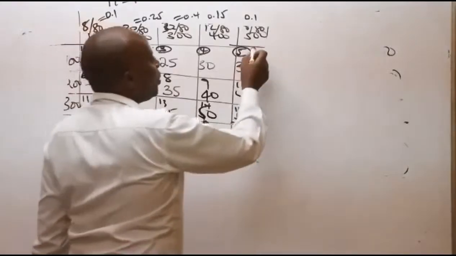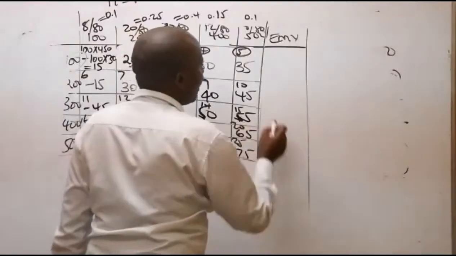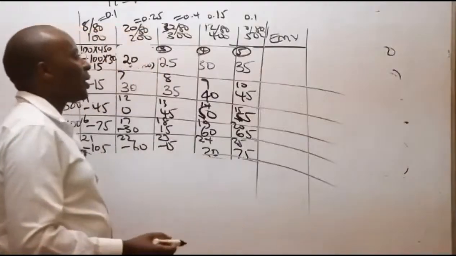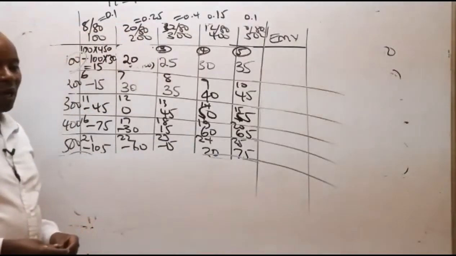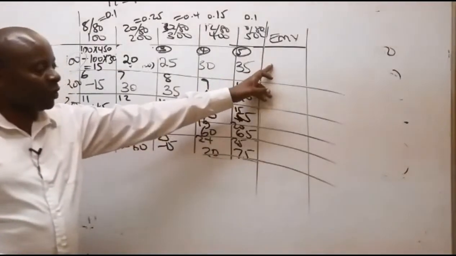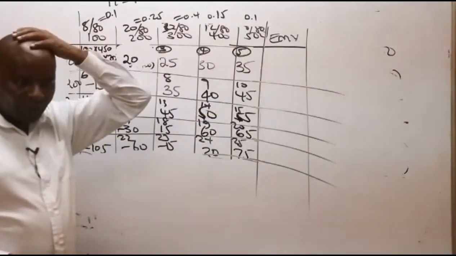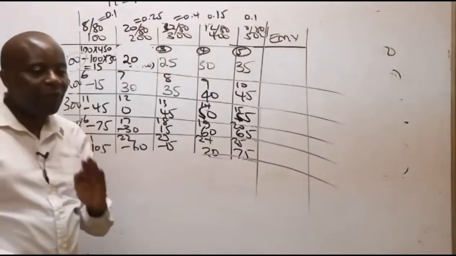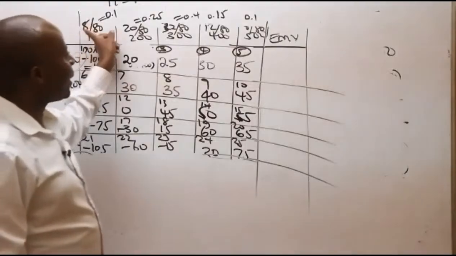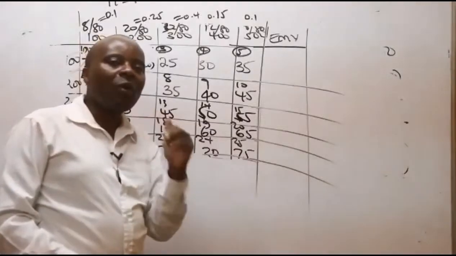So come here, ladies and gentlemen, and give us expected monetary value. What do you think we are going to do to get expected monetary value for the first alternative? And if you're careful, I'm not putting these probabilities under alternatives. We normally put probabilities under states of nature, because states of nature are the ones you're not able to predict.